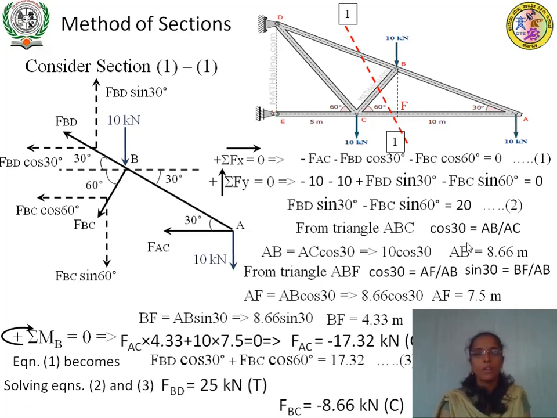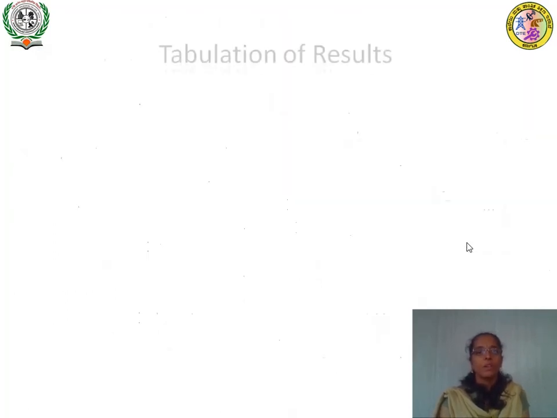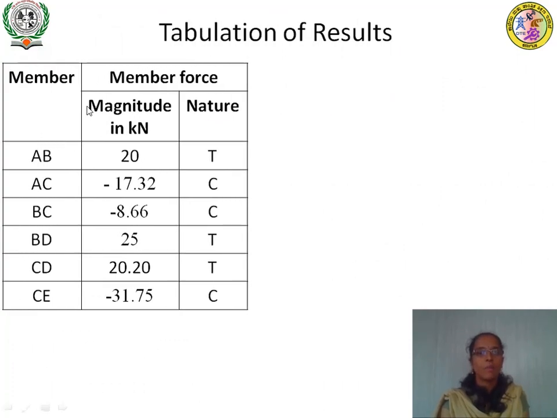Now we will tabulate the results. Member forces with their magnitude and nature are given in this table. AB is subjected to a tensile force of 20 kilonewton. AC a compressive force of 17.32 kilonewton. BC subjected to a compressive force of 8.66 kilonewton. BD subjected to a tensile force of 25 kilonewton. CD a tensile force of 20.2 kilonewton and CE a compressive force of 31.75 kilonewton. This is how you should represent it in the form of a table.